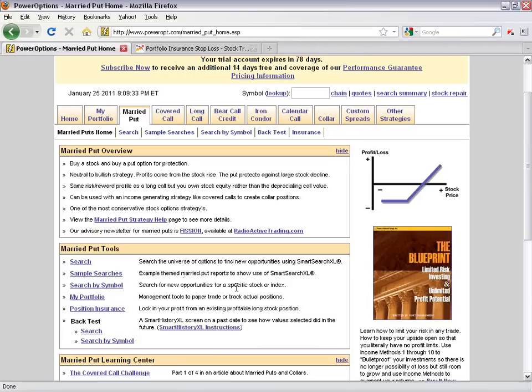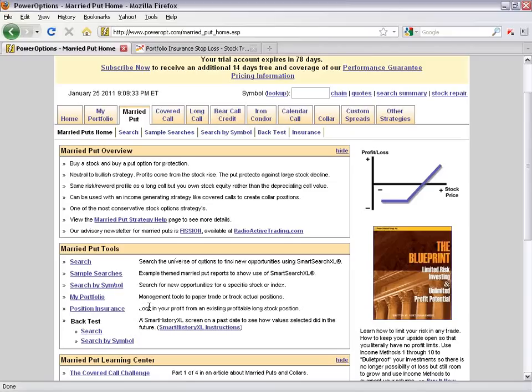The search by symbol tool: if you know a symbol, and you just wanted to look at available married puts or RPMs on Apple or IBM, Kraft, for example, you'd probably just link to the search by symbol tool first to compare the different risks and rewards.